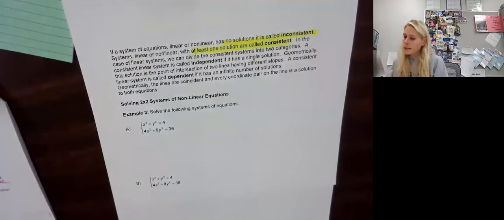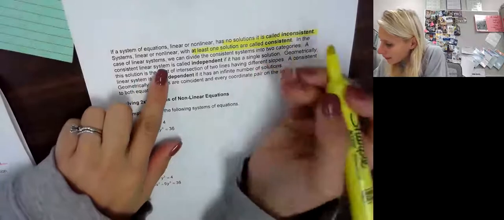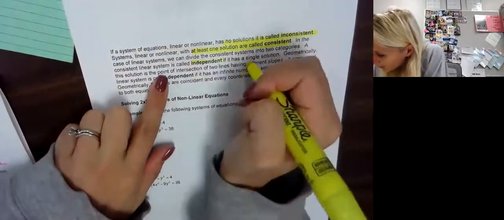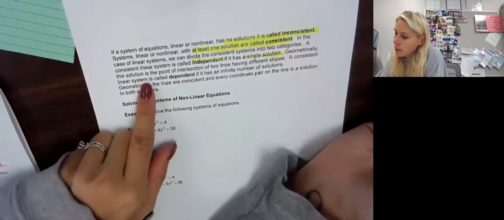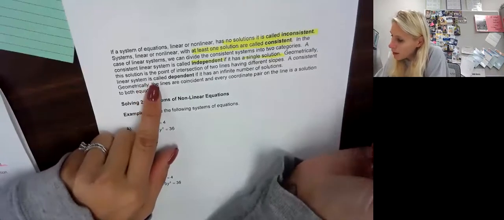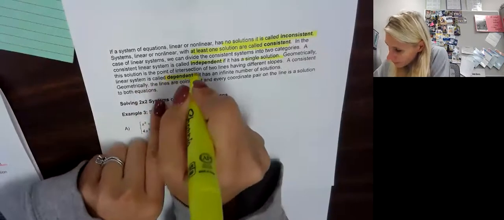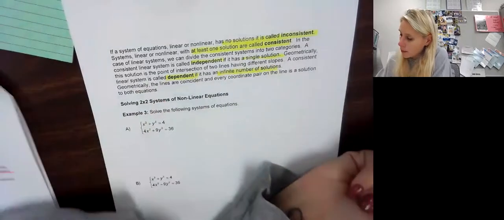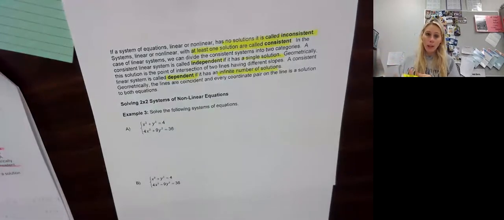In the case of linear systems, we can divide the consistent systems into 2 categories. Okay? So consistent can have 2 categories. We have a consistent linear system is called independent if it has a single solution. Geometrically, this solution is a point at which the intersection of 2 lines has different slopes. A consistent linear equation is called dependent if we have an infinite number of solutions. So in other words, for linear, it's going to be where they're the same slope, they're parallel, okay?